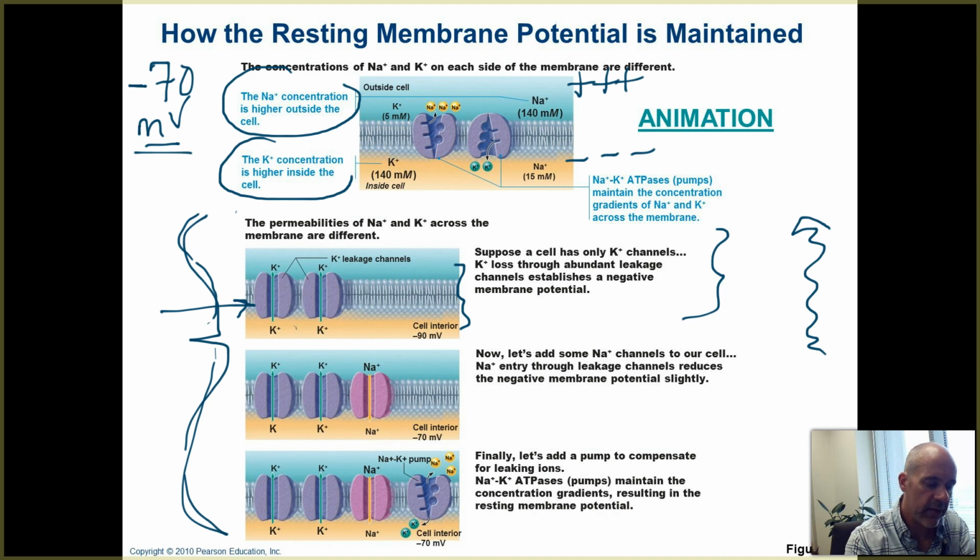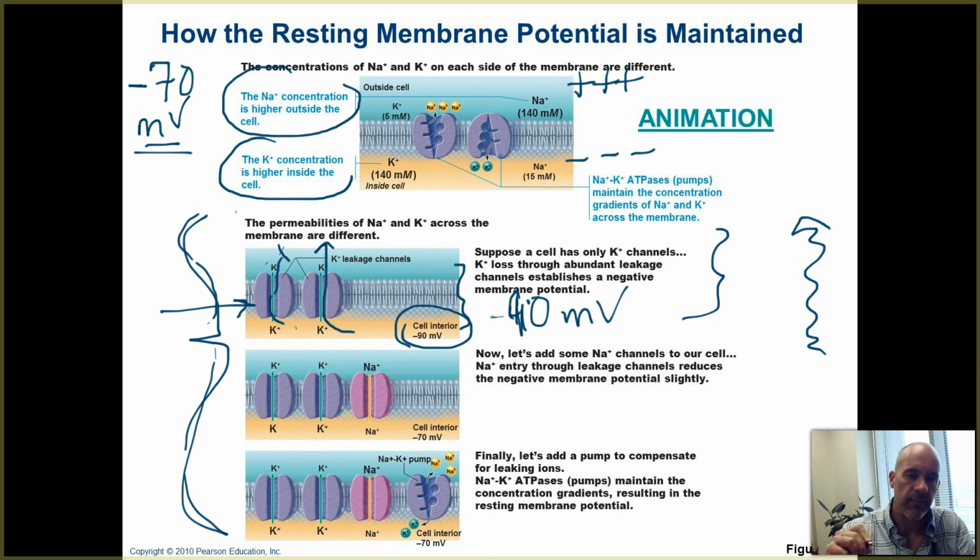If you opened up channels to potassium and potassium flowed out, well, potassium ions are positively charged. So guess what? If you just let those flow out of the cell, the voltage inside the cell would actually drop. It would become more negative. It would be about minus 90 millivolts. All right, and again, that's because you're letting more positive ions out, which is going to make the inside more negative than it would be otherwise, more negatively charged overall.